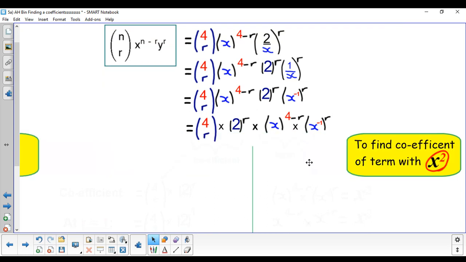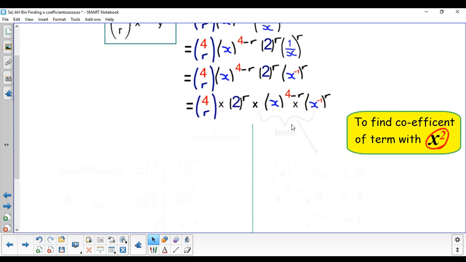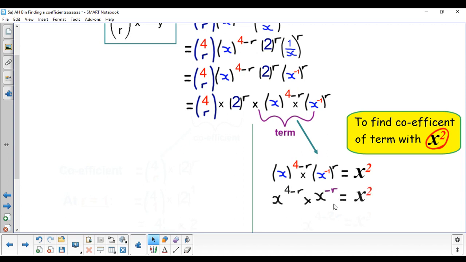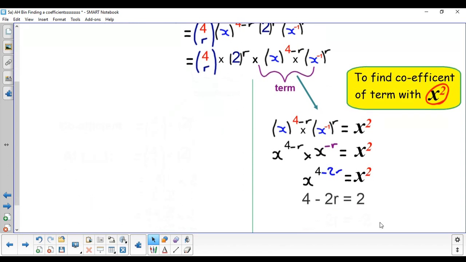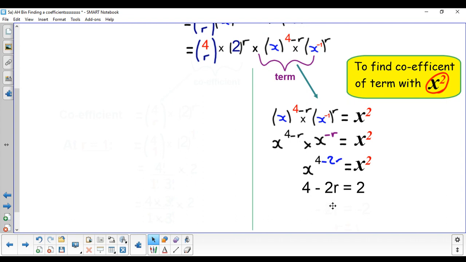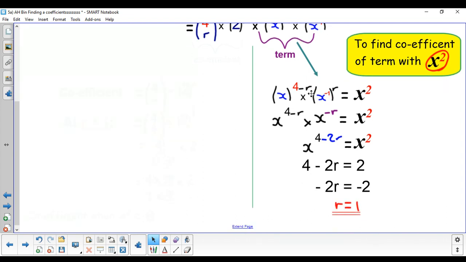What were we asked to do? We were asked to find x squared, if I just remind you there. So we're going to use the term and set what we have equal to x squared. Let's open this up. So that is x to the 4 minus r, and remember your rules of multiplication. So multiplication means you can collect together, so it's 4 minus 2r there. Then we've got 4 minus 2r equals 2. Take 4 off of both sides, and you get r equals 1.